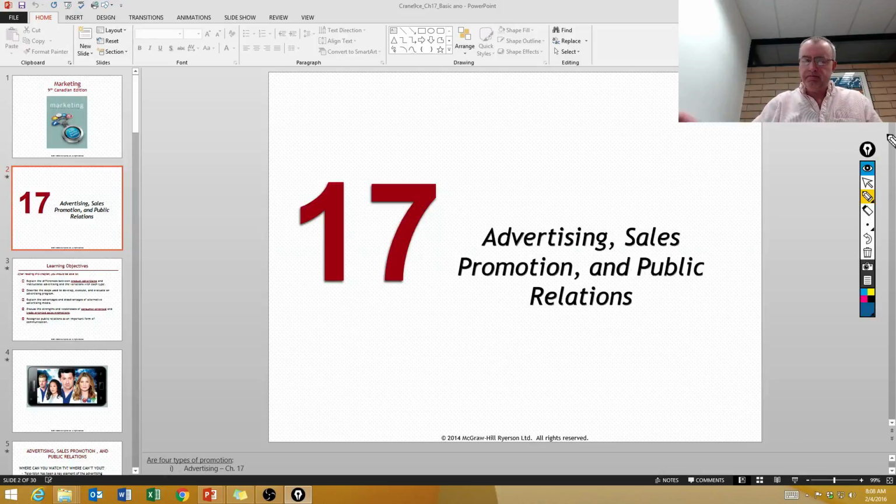So, when we talk about the marketing program, we talk about the marketing mix, or the 4 Ps of marketing. We have four components: the product component, the price component, the place component, otherwise known as distribution, and the promotion component. Chapter 17 and Chapter 18 deal with the promotion component.